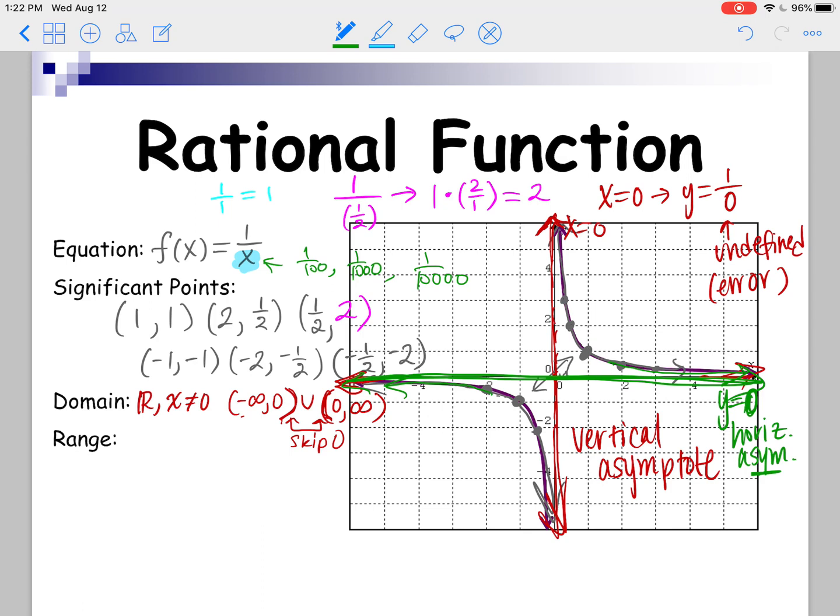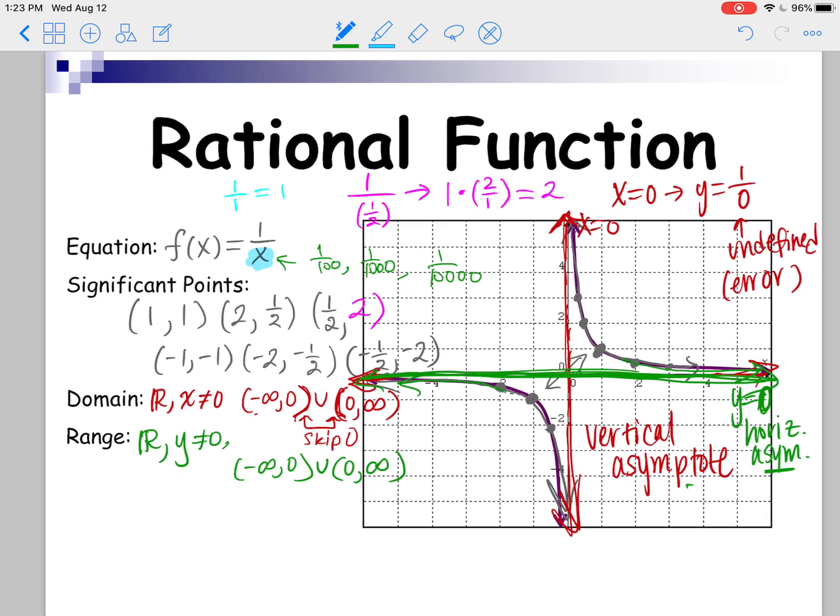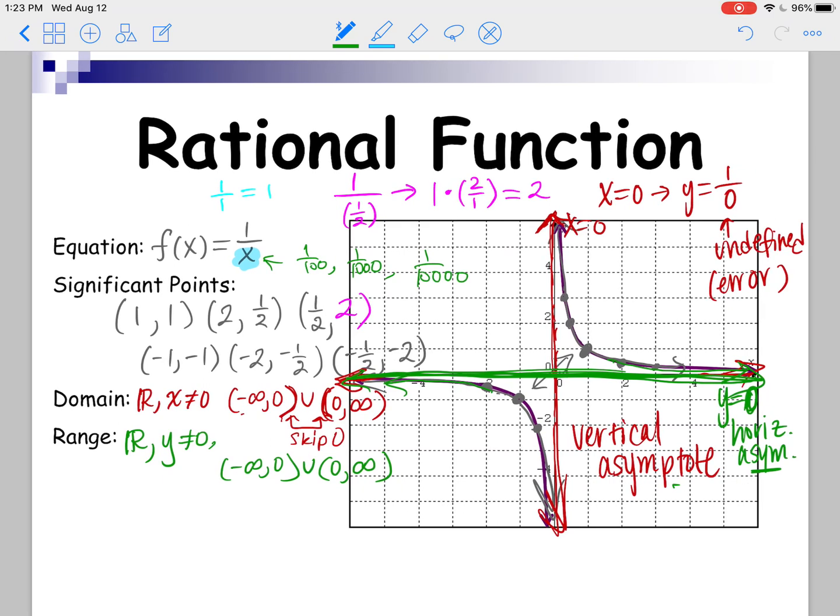Anytime your function approaches a line, but never actually equals it or touches it, it's called an asymptote. And so in our range, we have all real numbers except y can't equal 0. And so the range would look very similar to the domain. Again, we have to skip over this horizontal asymptote. This is probably the most complicated function we have because we have two asymptotes. We have a horizontal asymptote and a vertical asymptote. So make sure you make note of that because this is the only function we have that has two asymptotes.